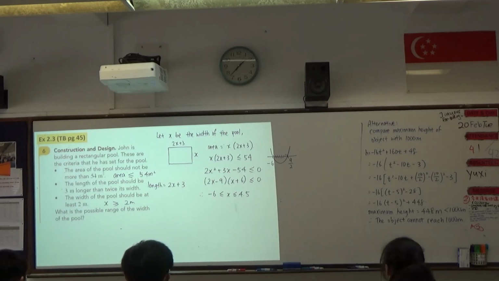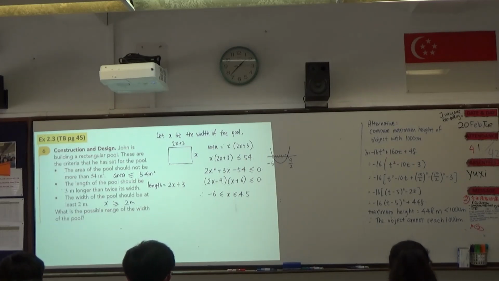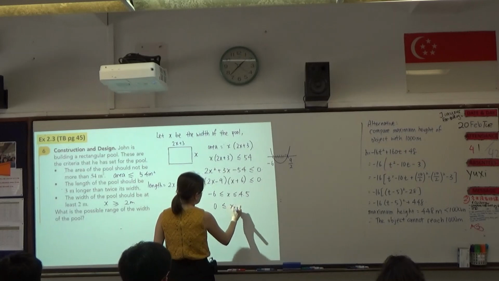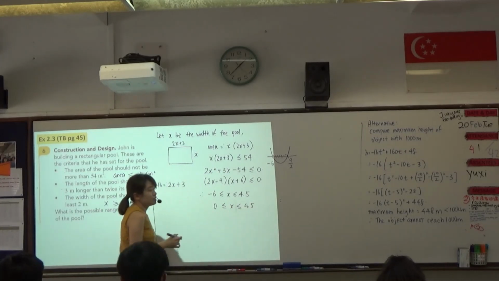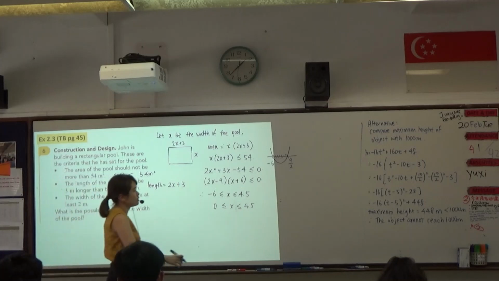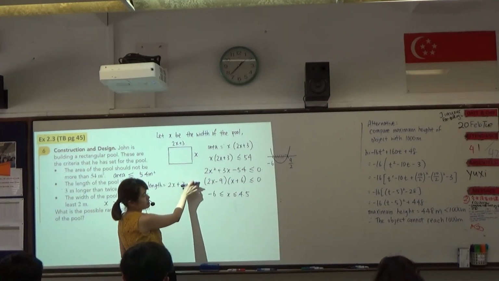Is that right? Why is it not right? We're trying to find a width. It cannot be negative. Does that mean that I change it to 0? No, it must be bigger. So maybe we missed out on this piece of information. We must keep in mind that x must be greater than or equals to 2. So it cannot just be negative 6 to 4.5. This is the answer to this inequality.